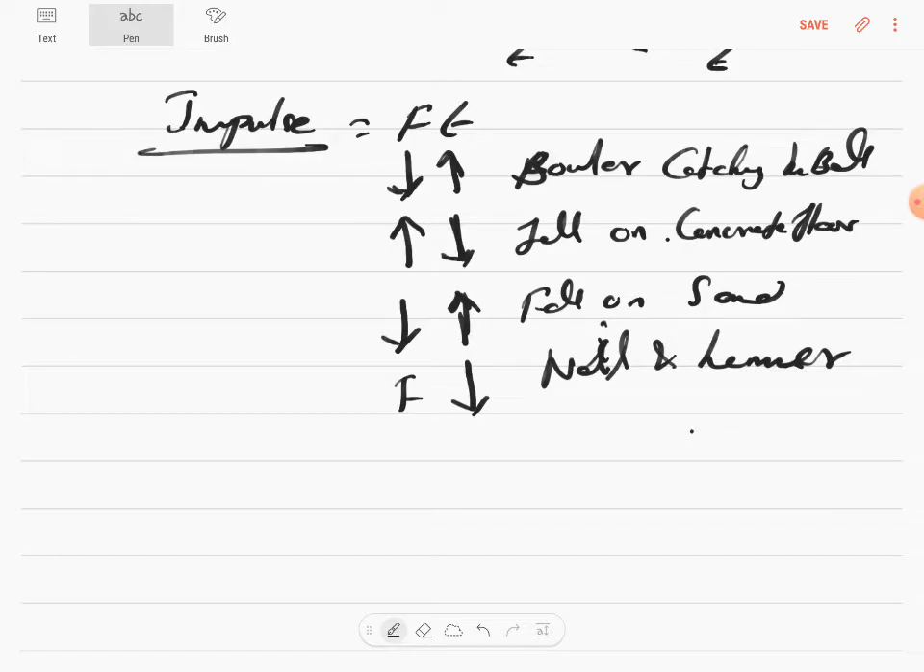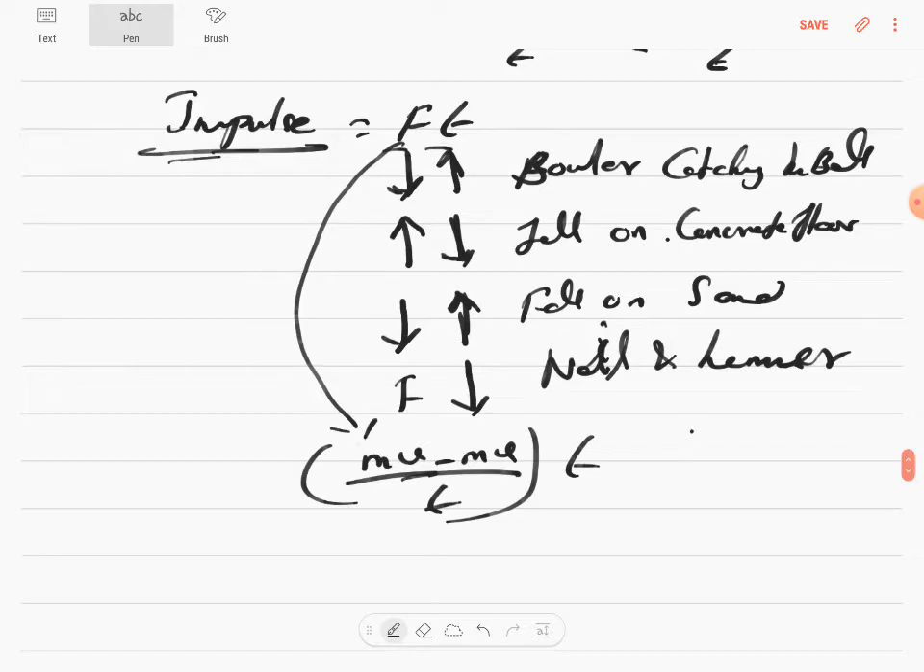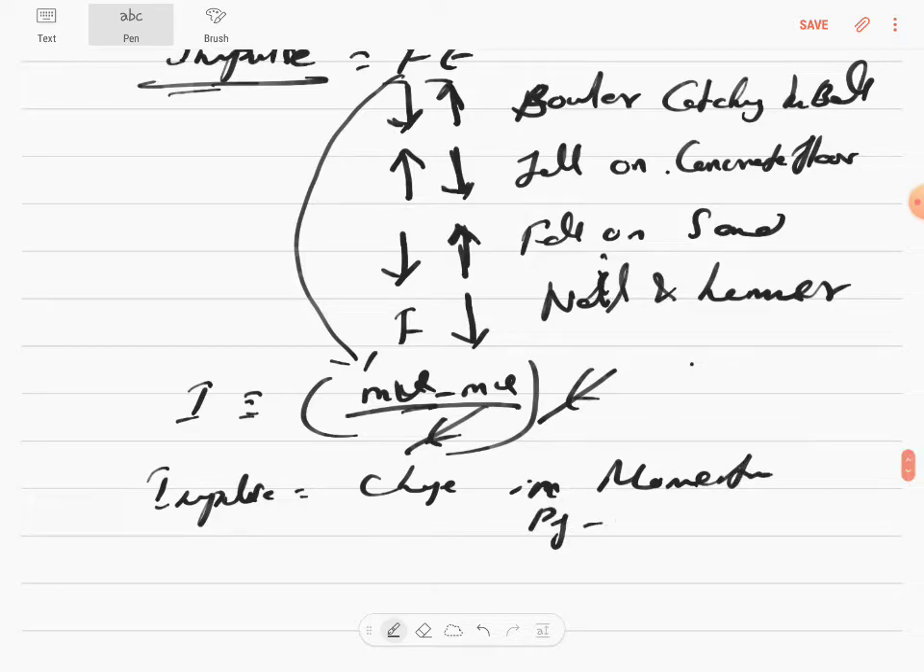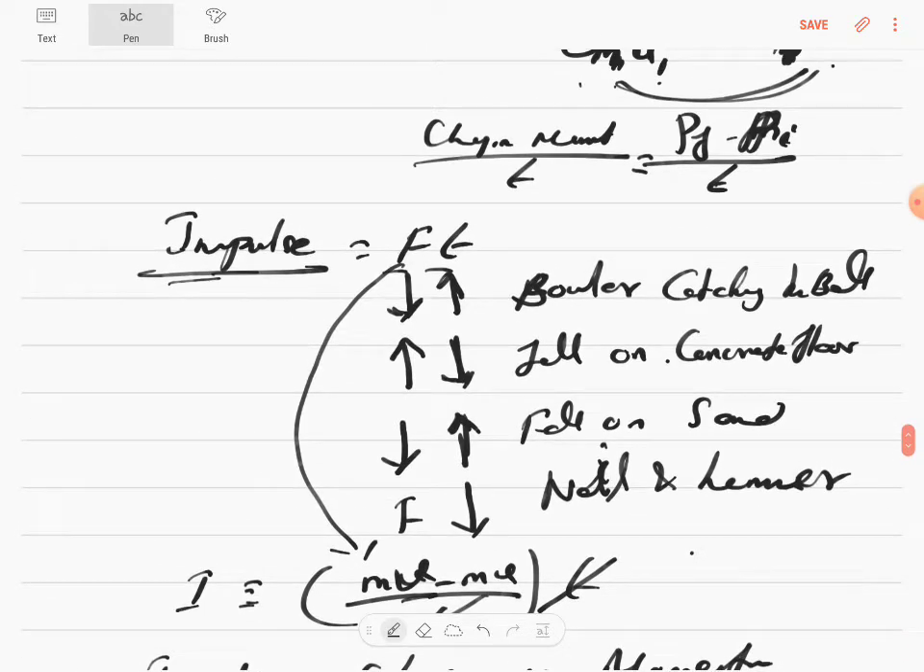Okay, Newton's second law is rate of change of momentum, but impulse is force into time, which is (mv minus mu) by t into t. Force itself is (mv minus mu) by t. t and t get cancelled. So this is nothing but impulse. So impulse is also change in momentum, which is final momentum minus initial momentum, p final minus p initial, which is mv minus mu. It's also force into time.